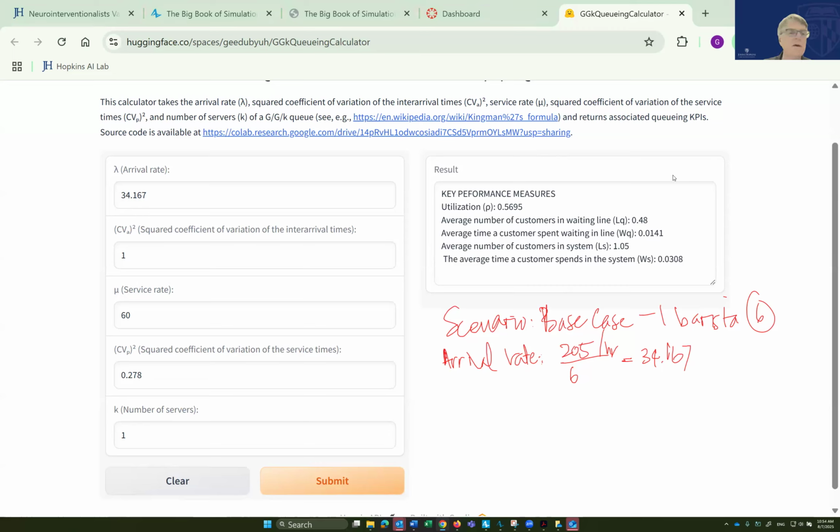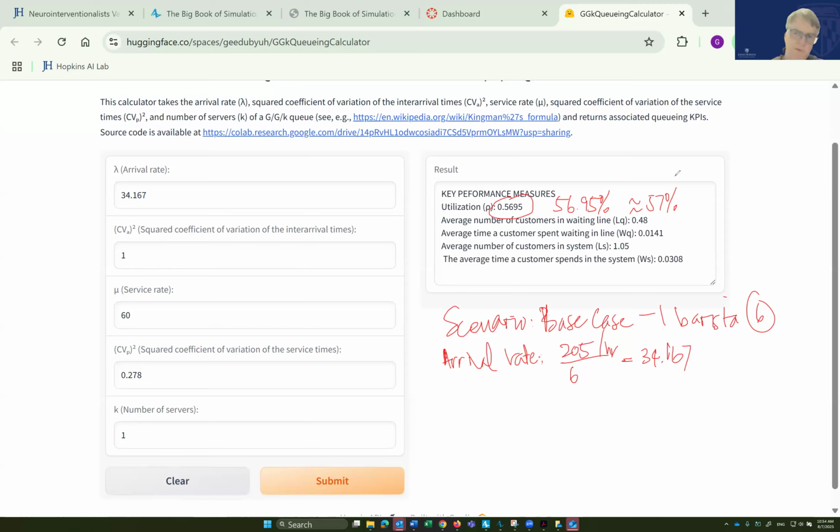What you see here is, as we might have expected, utilization rounds up a little bit. So now your baristas are 56.95% utilized, approximately 57% utilized. So you're getting better bang for your buck. You let one of them go, you're saving that salary, still serving the same number of customers. From a profit perspective, it's a better deal.